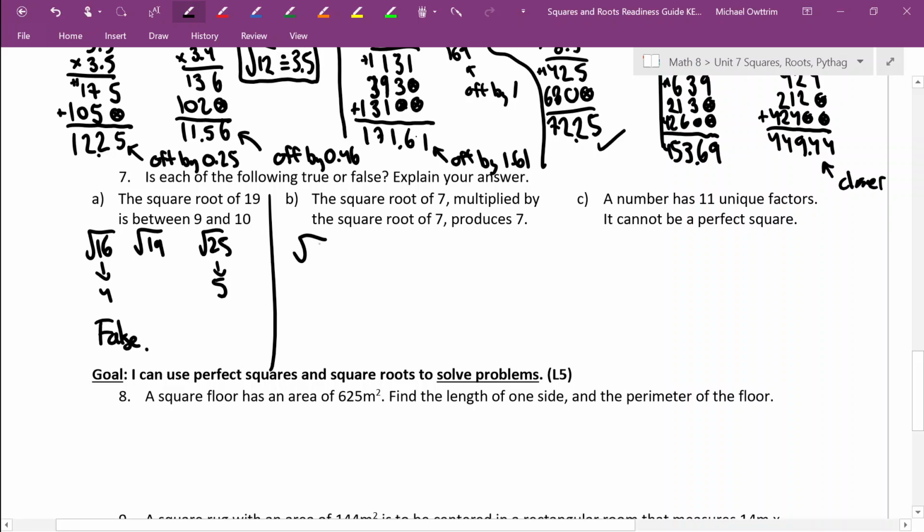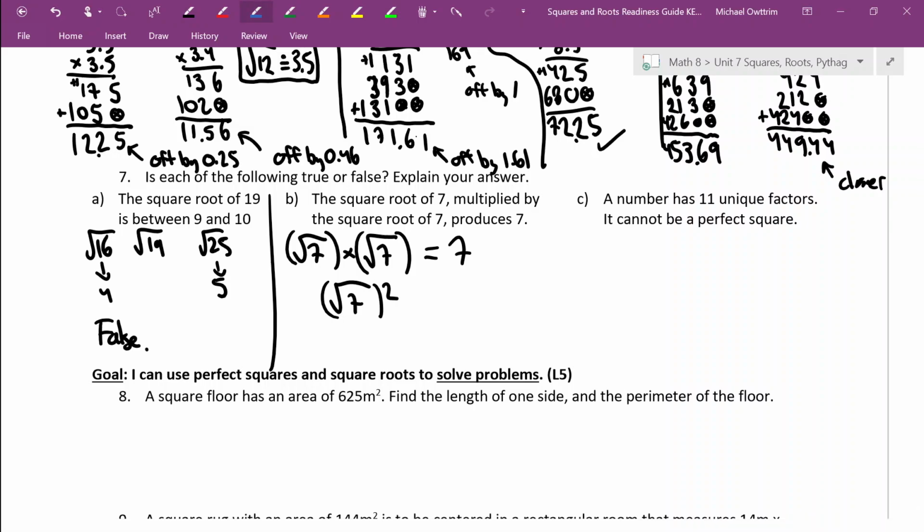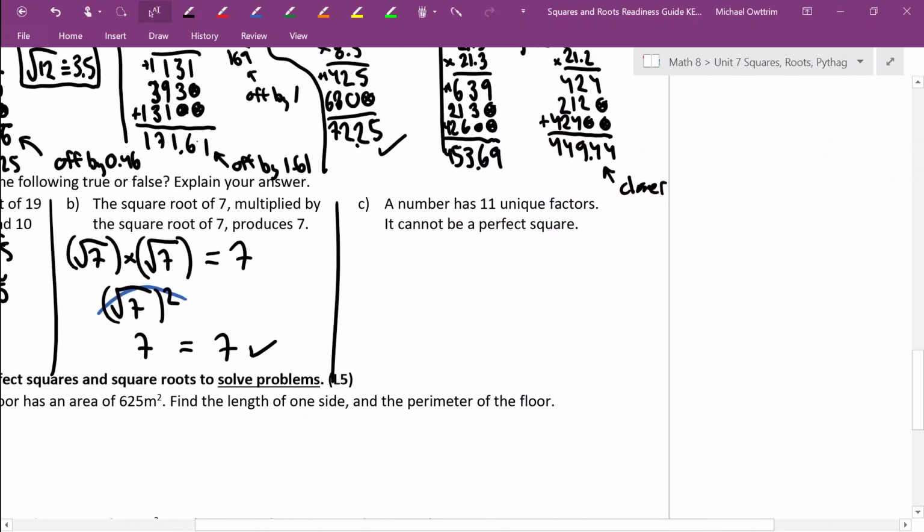Question B, we got to think about a little bit. So it says the square root of 7 multiplied by the square root of 7 produces or equals 7. So how could we check if that one's true or not? Well, we do know that a number multiplied by itself, so we got a number inside the brackets here, multiplied by the exact same number inside the brackets, can be written as that number squared. And what do we know happens with a square and a square root? They cancel out. So canceling the square and the square root leaves us with just 7, and 7 is equal to 7, so that one is true as well, using that knowledge of a square and that it cancels with our square root.